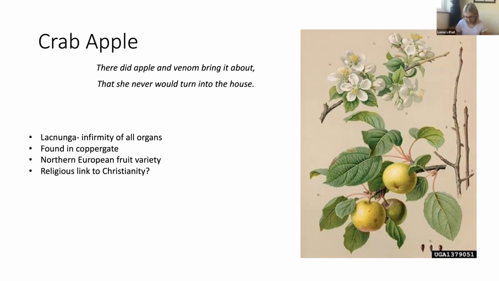Crab apple was found in Coppergate as seeds. And it's only found in the Lacnunga. There isn't any use for crab apple or any apple actually in any of the other manuscripts, which is interesting. So next slide, please.